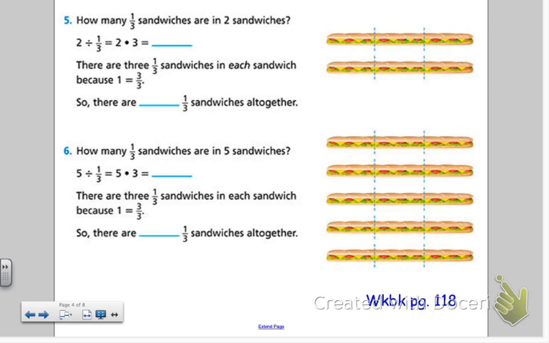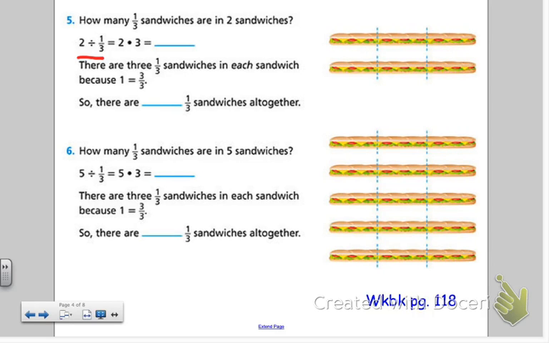Alright, moving on to workbook page 118. Almost there. How many 1/3 sandwiches are in 2 sandwiches? So here we're talking about 2 sandwiches again. And we want to know how many of those can be broken up into like third sections, little thirds. So we're basically doing 2 divided by 1/3.